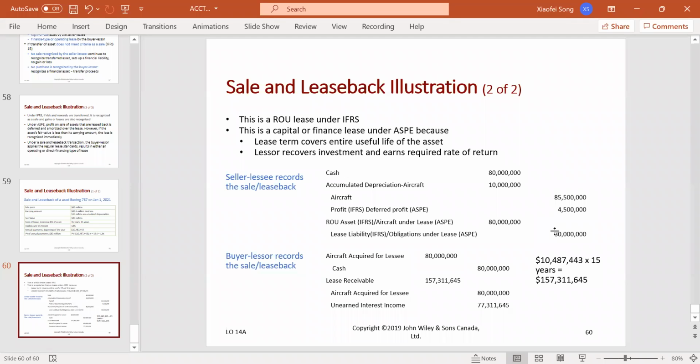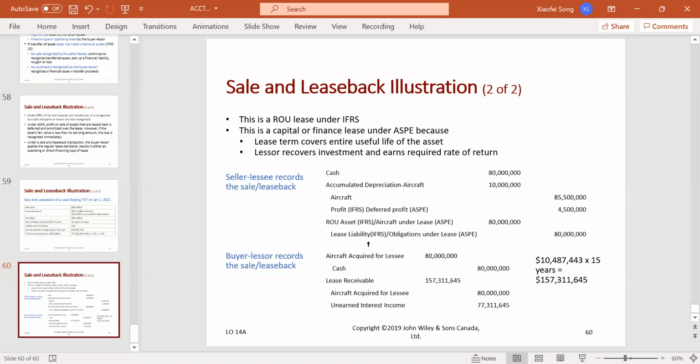There should be another transaction, the first payment, right? But I can add it here. I don't know why I was so economical with my space, but I can just add it. You basically debit lease liability, credit cash. So this is just the commencement of the lease. Does it make sense? Yeah.